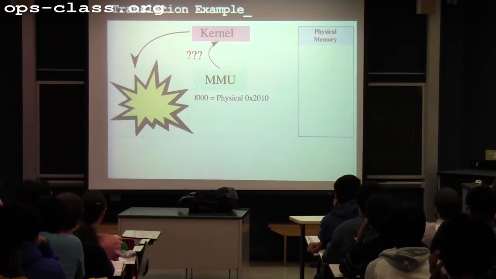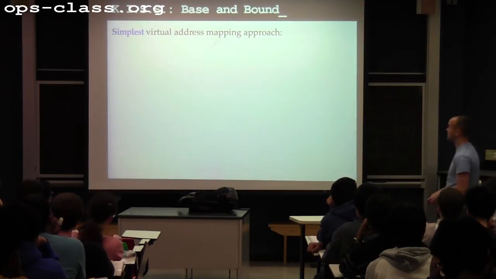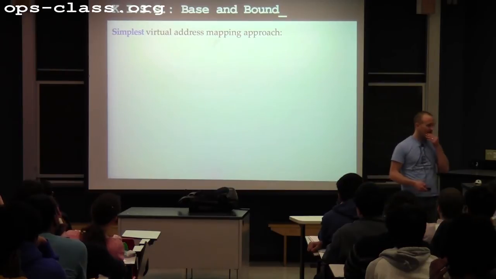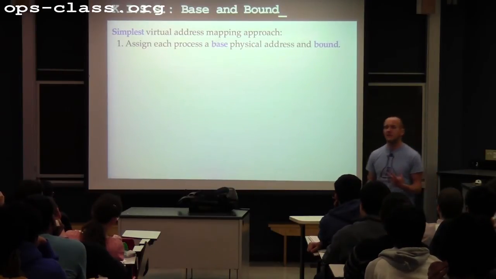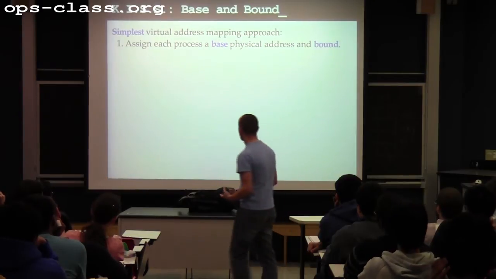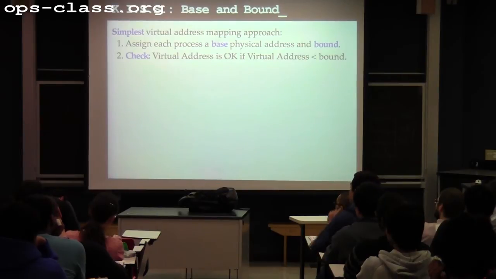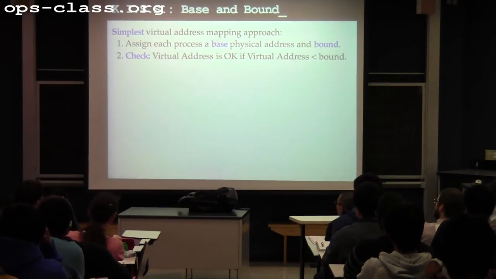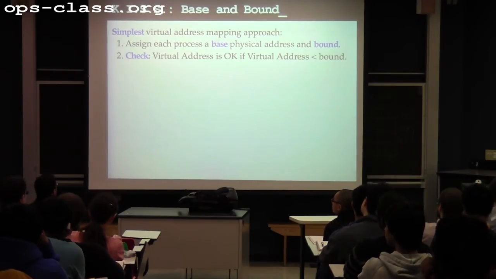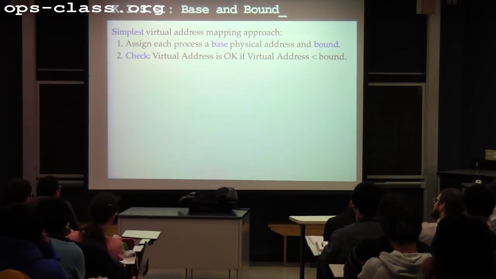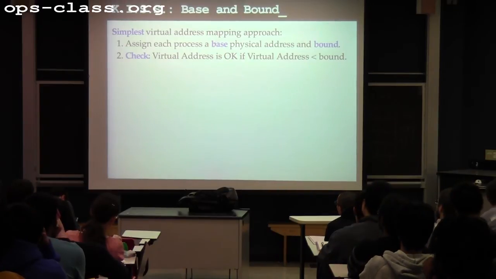All right, so the simplest potential approach is what's called base and bounds. I assign each process a base physical address, and then a bound. The bound is the amount of memory that the process is allowed to use. Remember, there's a couple of things that the MMU needs to do internally. The MMU needs to be able to say, is this address valid? Do I know about it? Do I know how to translate it? And in this case, the nice thing is that the check step is very fast.